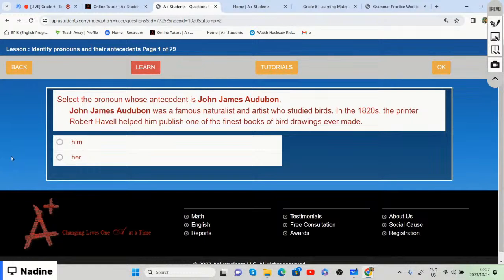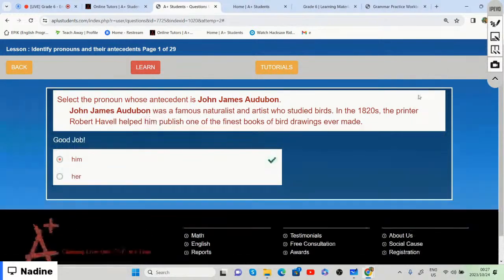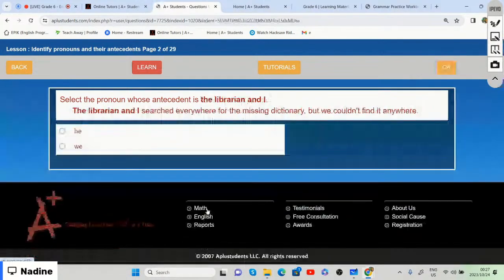All right, so if we select the correct one, we can say our pronoun is him. Because here they say Robert Havell helped him, and the him within that sentence refers to John James Audubon. So him is correct.